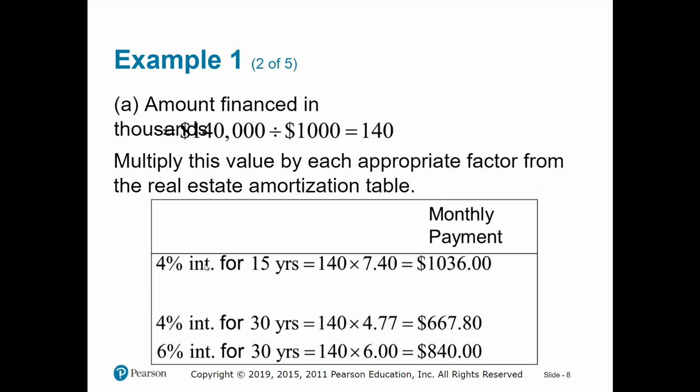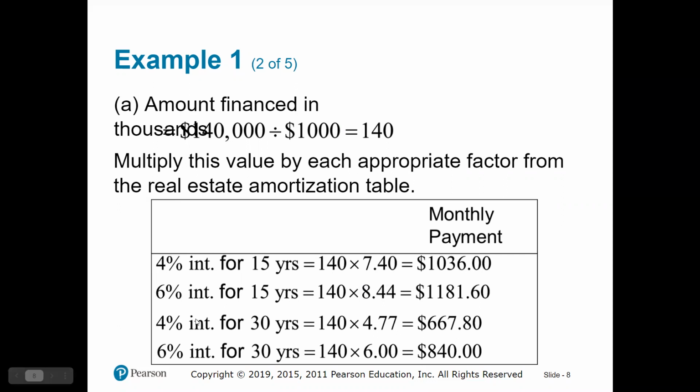So we're going to have 4% interest for 15 years will be 140 times 7.40, which is 1,036 a month. 6% interest for 15 years would be 140 times 844, which is 1,181 and 60 cents per month. 4% interest for 30 years will be 140 times $4.77, which will be 667 and 80 cents per month. And lastly, 6% interest for 30 years will be 140 times 6, which is $840 per month.